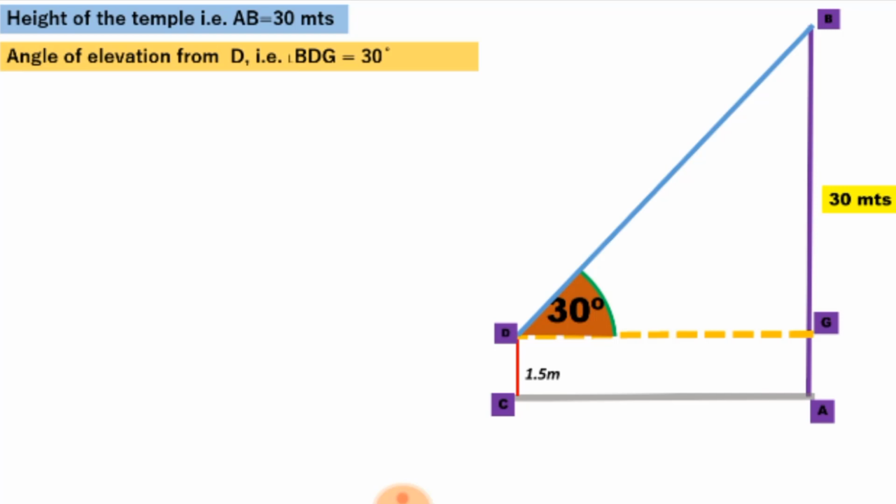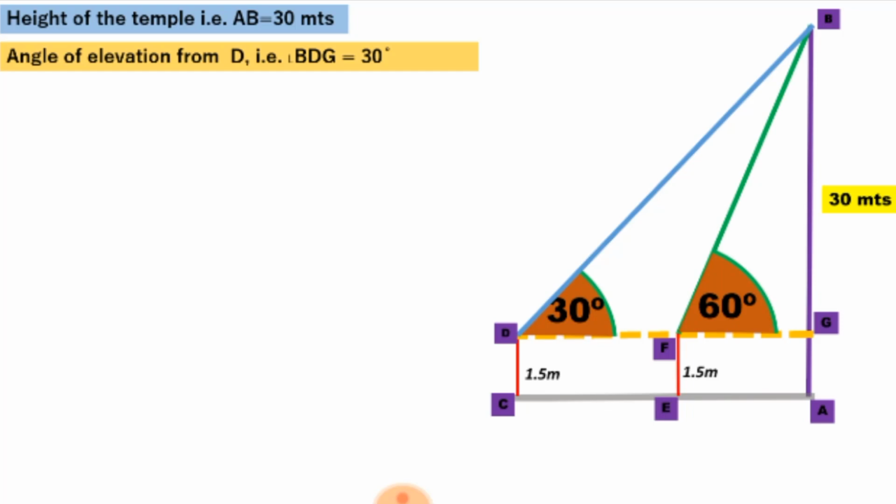When he moves towards the temple, the angle of elevation increases from 30 degrees to 60 degrees. Now let us take the second position of the boy as EF. From the point F, the boy is again observing the top of the temple with an angle of elevation 60 degrees. Now this is the rough diagram for the given situation.